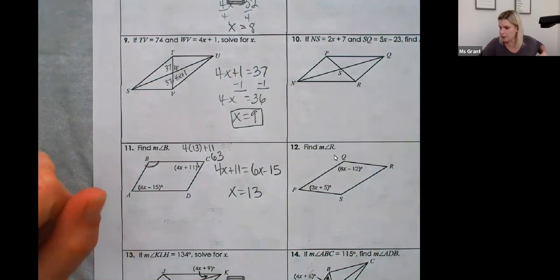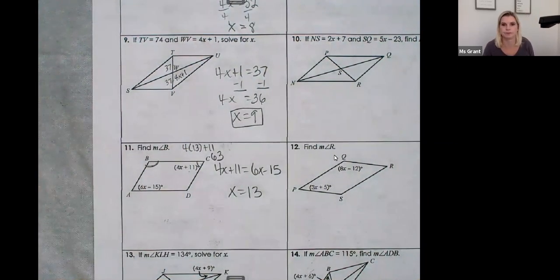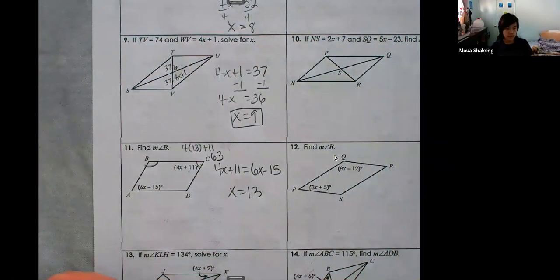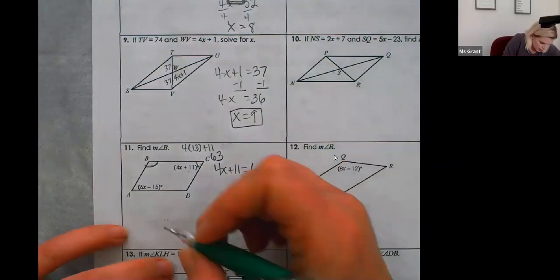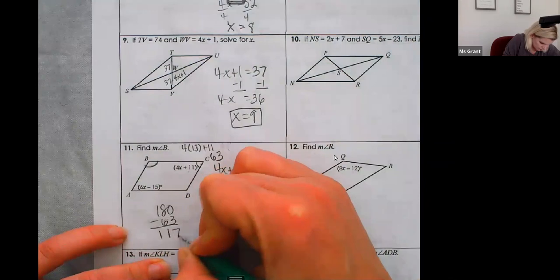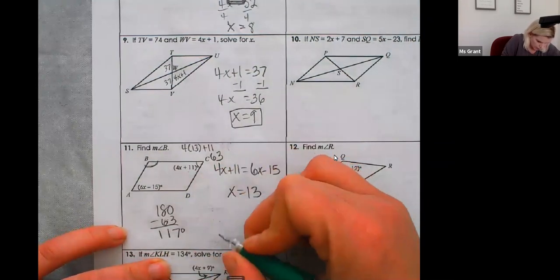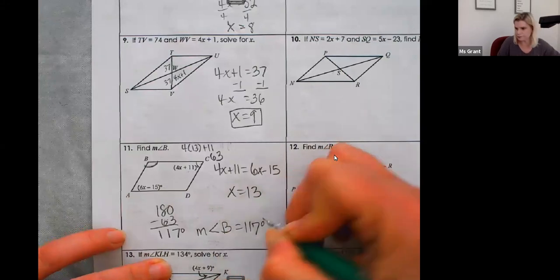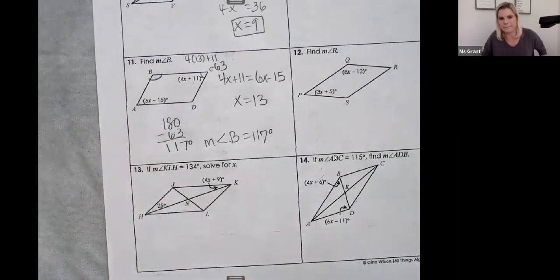No, Connor, you've already helped this week. Shikang. 117. Good, because 180 minus 63 is 117. Angle B, the measure of angle B equals 117 degrees. Good job.